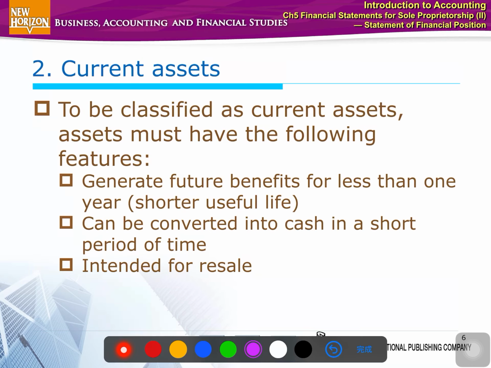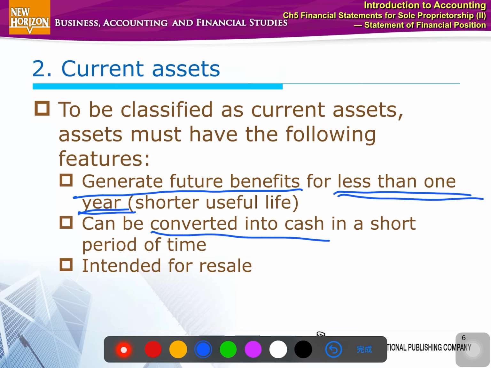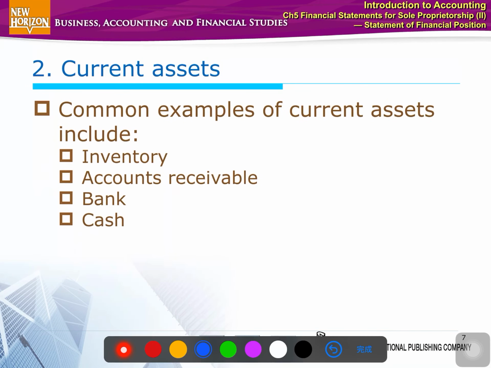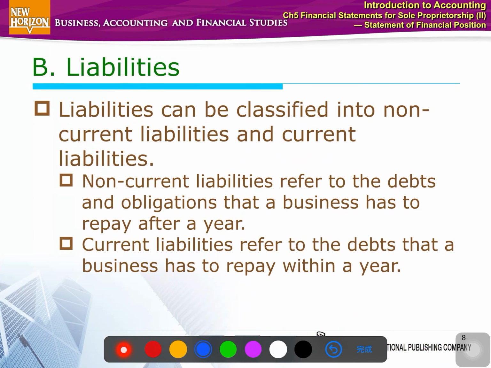For current assets, they must generate future benefits for less than 1 year. Less than 1 year is very important. They are converted into cash and intended for resale, so we bought them in order to earn more money. Here are 4 examples: inventory, account receivable, bank, cash.